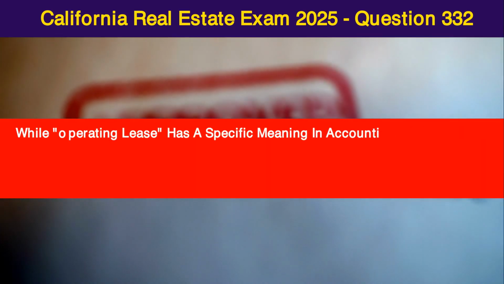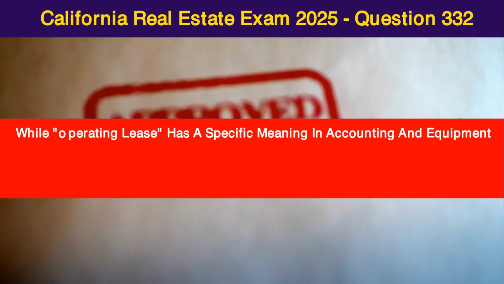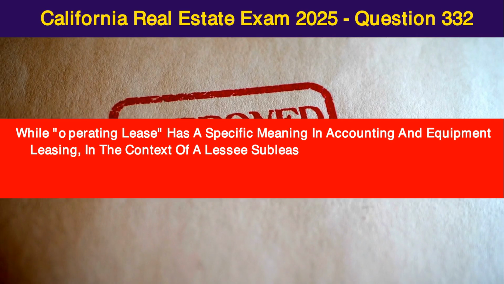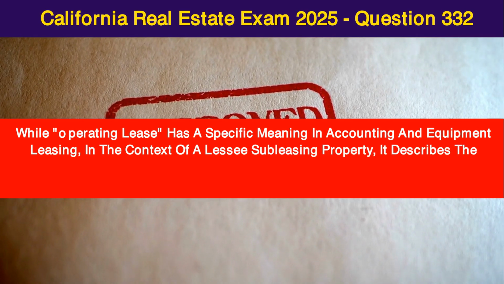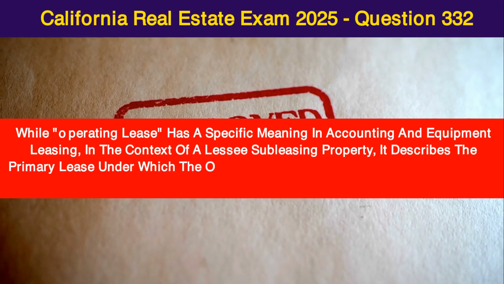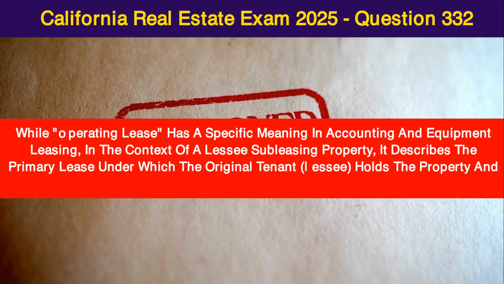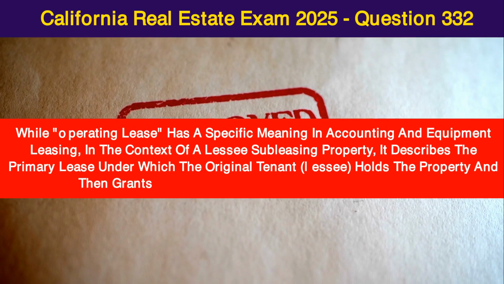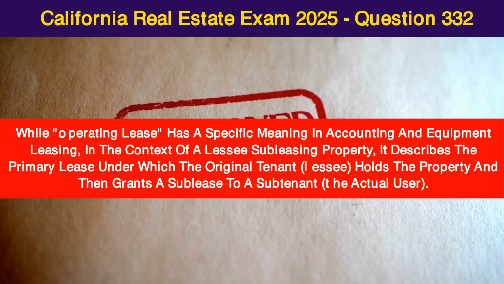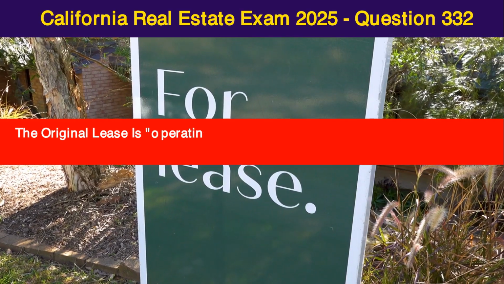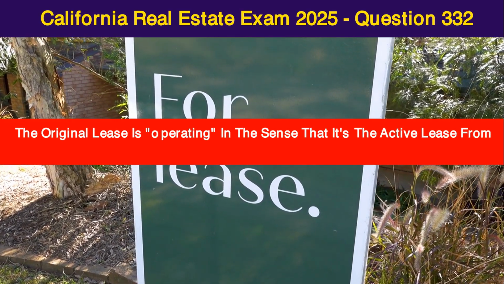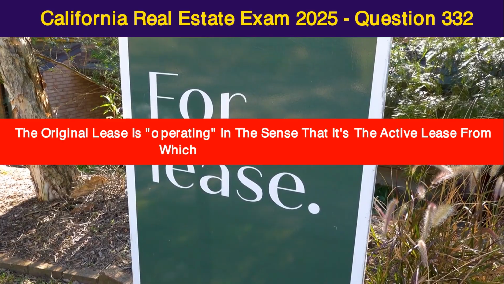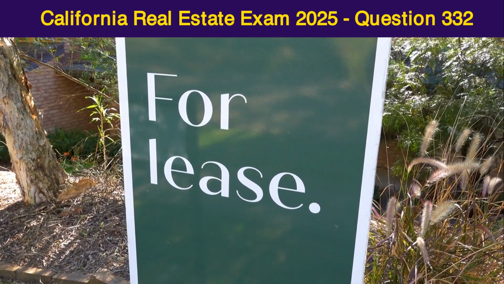While operating lease has a specific meaning in accounting and equipment leasing, in the context of a lessee subleasing property, it describes the primary lease under which the original tenant, the lessee, holds the property and then grants a sublease to a subtenant, the actual user. The original lease is operating, in the sense that it's the active lease from which the sublease originates.